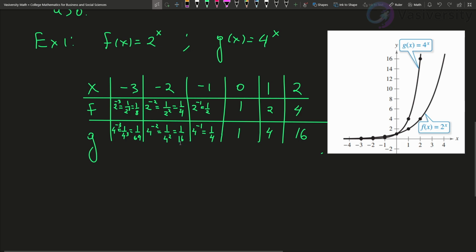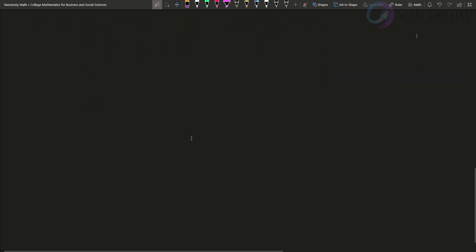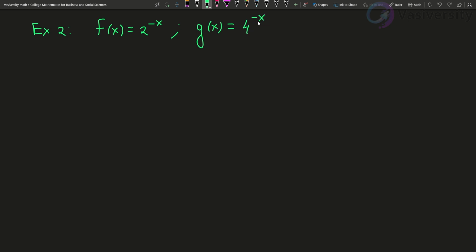So let's go ahead and take a look at example 2. I'm going to take the same functions. For example 2, we're going to have f of x equal to 2 to the negative x, and g of x is going to be equal to 4 to the negative x.